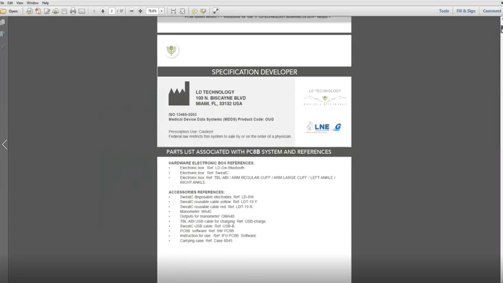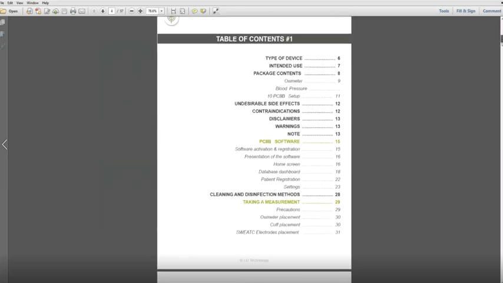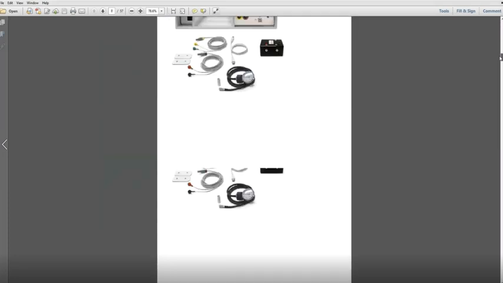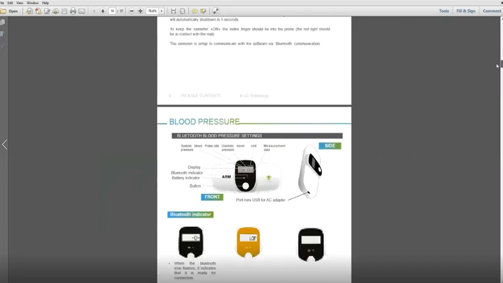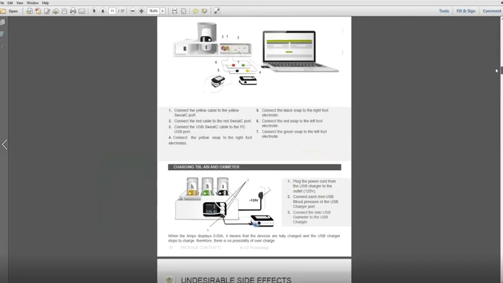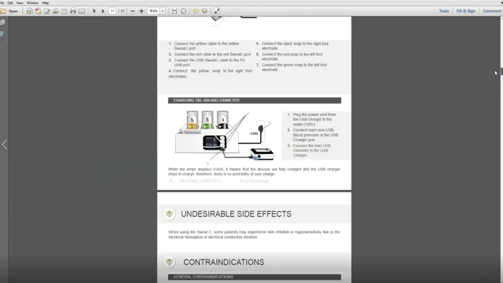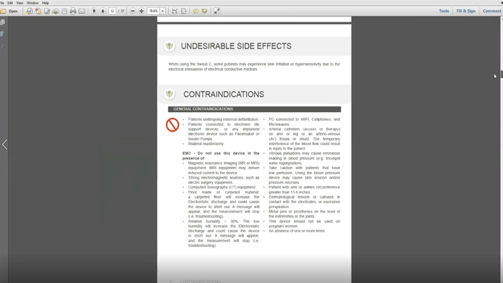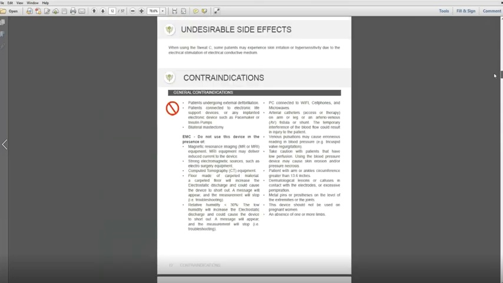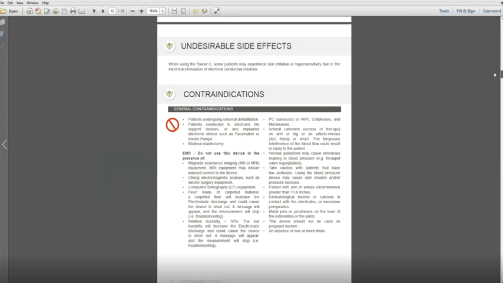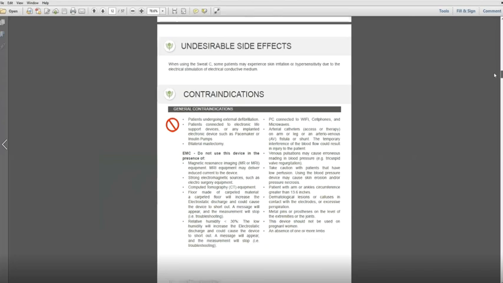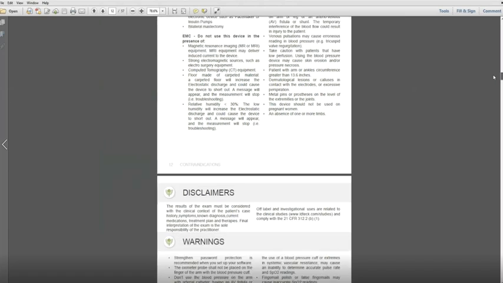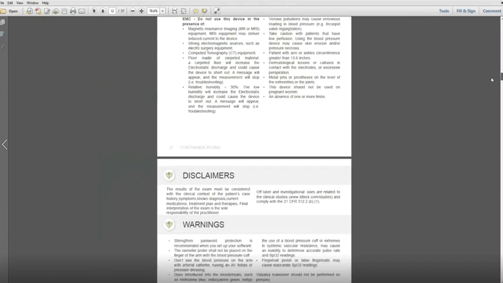Okay, so the different component pieces, how to perform a test, how to set up the system, what are the contraindications? There are a few contraindications. The main contraindication has to do with any type of pacemaker or implantable device. If the patient has that, then they're not a candidate to perform the test.